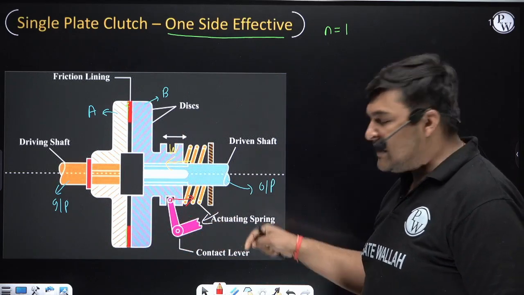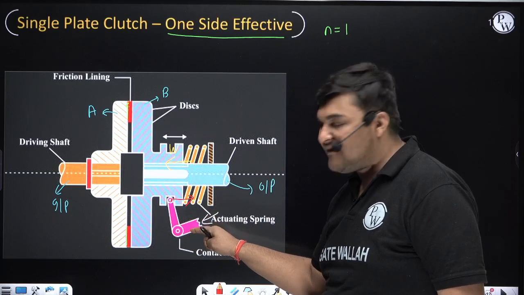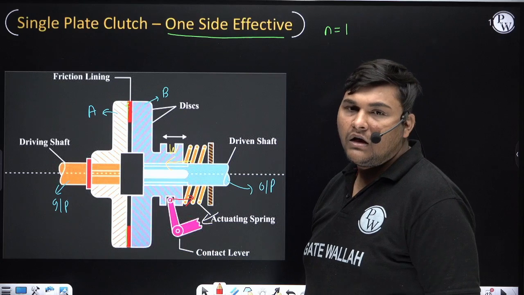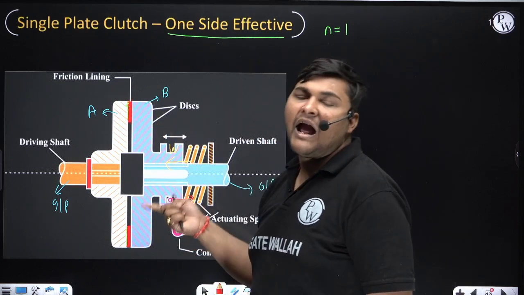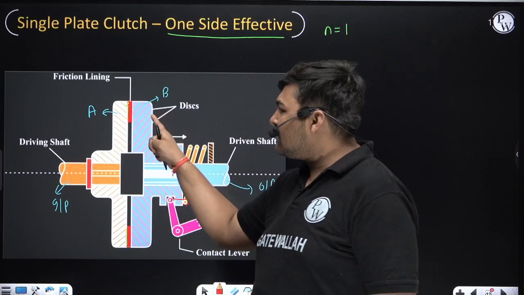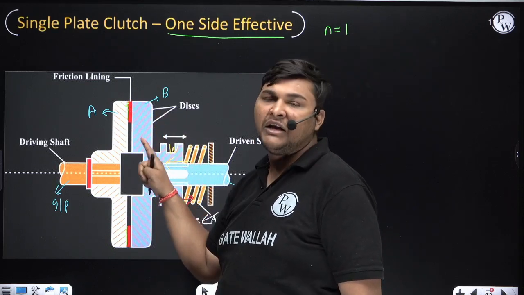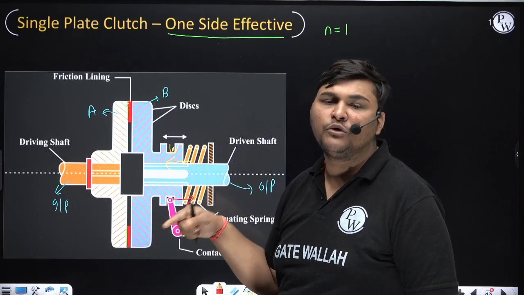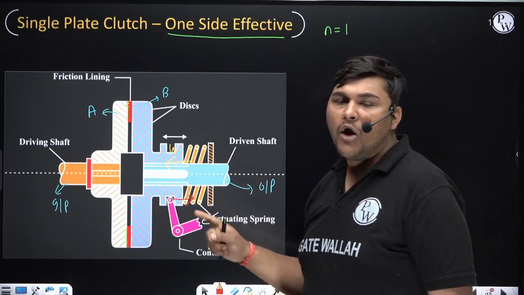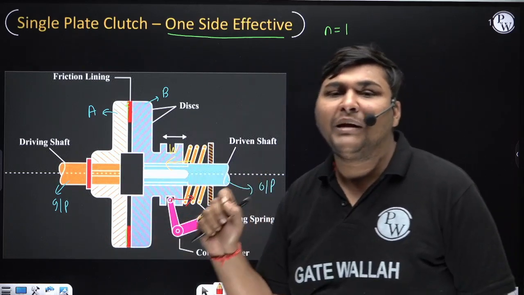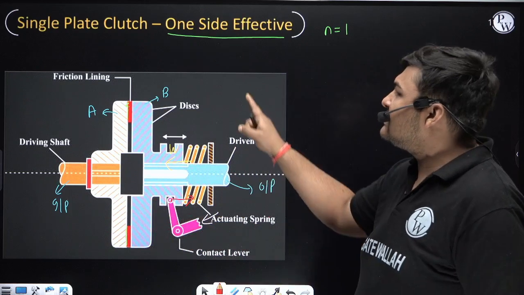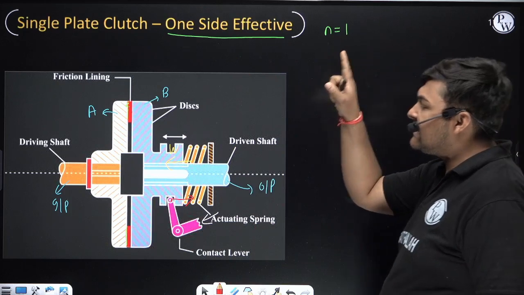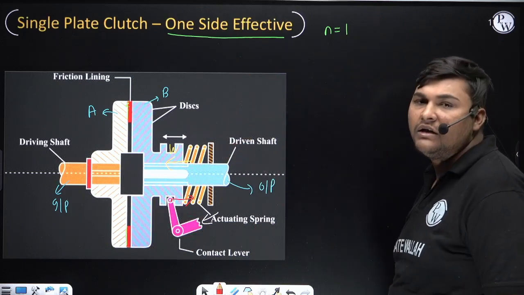After pressing the clutch pedal, when you remove that effort from the clutch pedal, plate B will again move in this direction until it touches plate A. After touching plate A, again due to this force W, pressure will be created between A and B, and both will get engaged. Due to pressure, normal force will come. Due to normal force, friction force will come, due to which friction torque will transmit from input to output. So this is the general working of a plate clutch. I have discussed the working of single plate clutch with one side effective, and the conclusion is that in single plate clutch at engaged position, there will be one pair of contacting surfaces.